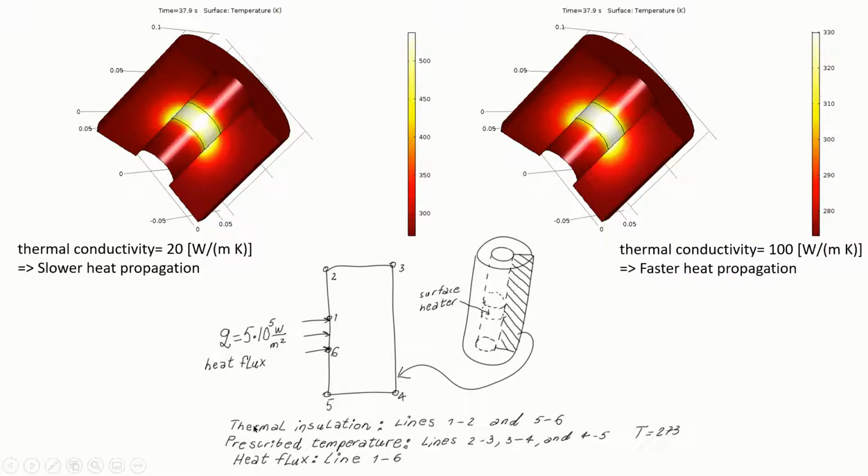So we are assuming thermal insulation. Lines 1-2 and 5-6 are thermally insulated. Then we assume prescribed temperatures at lines 2-3, 3-4, and 4-5. And finally, we assume that there is a heat flux acting along the line 1-6. This heat flux is exerted by a heater.